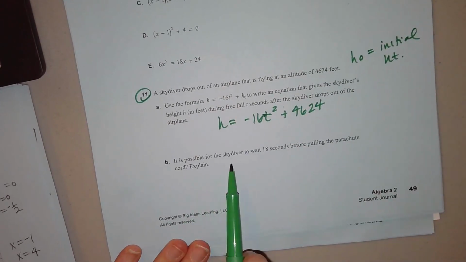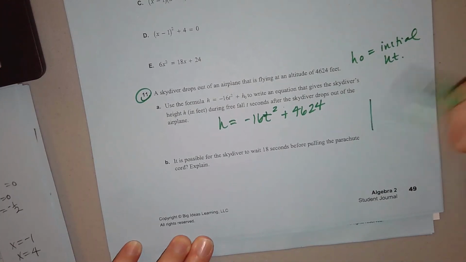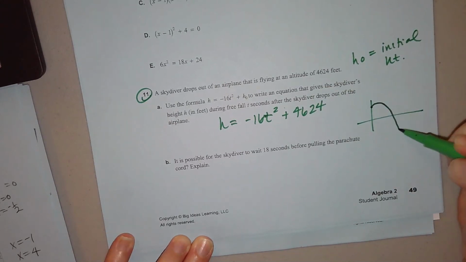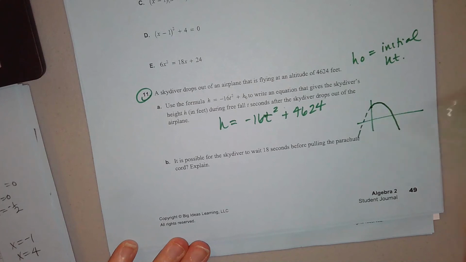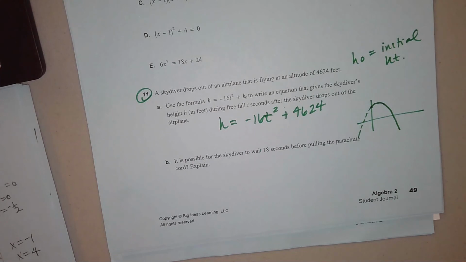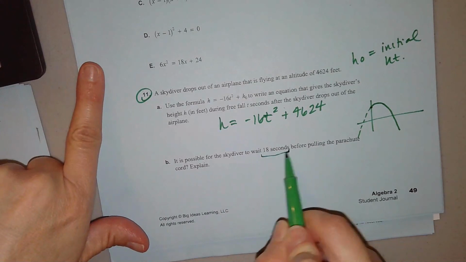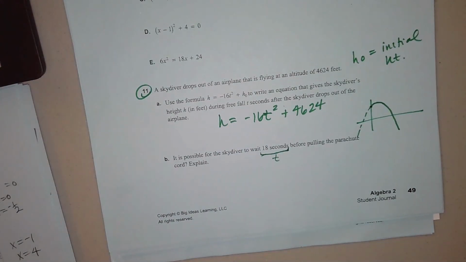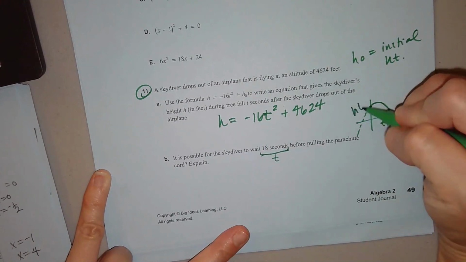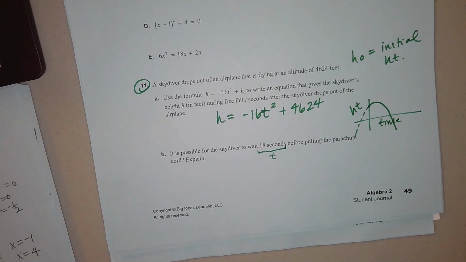For part B, is it possible for the skydiver to wait 18 seconds before pulling the parachute cord? Well, think about this. If he's a skydiver, starting up here, and here's the airplane, he's jumping out of the plane. And so the parabola is opening down, because number one, there's a negative, but also, he's heading towards the ground. He's not floating off into outer space. Is it possible for the skydiver to wait 18 seconds? They're asking for your t value here because it's talking about seconds. So remember, your x is your t, so that's your time, and your y is your h, which is your height. So what you want to do here is solve the equation.